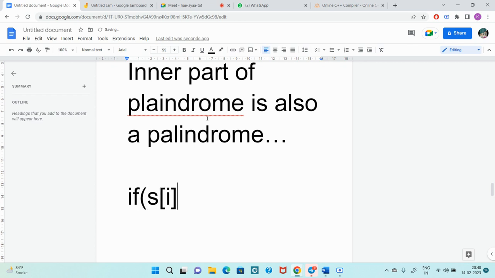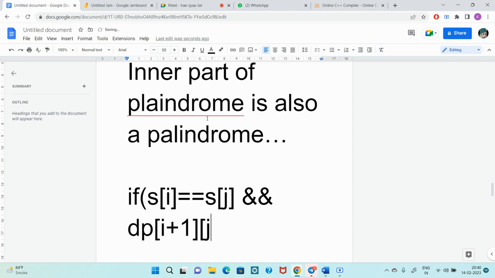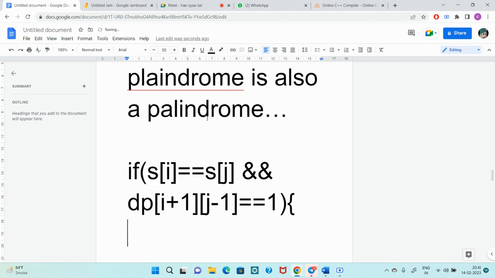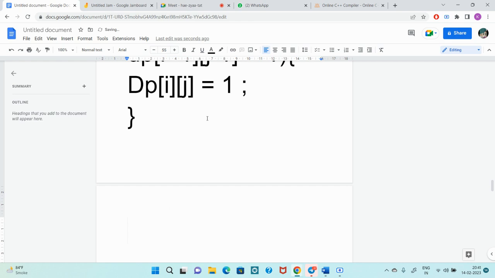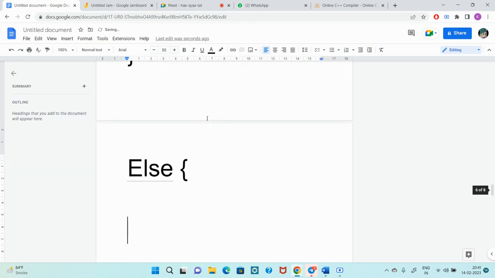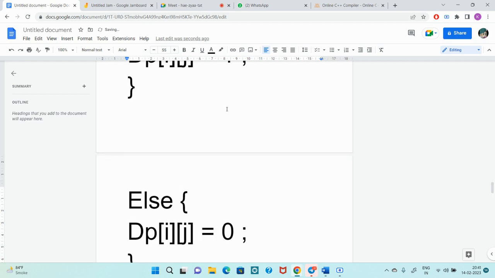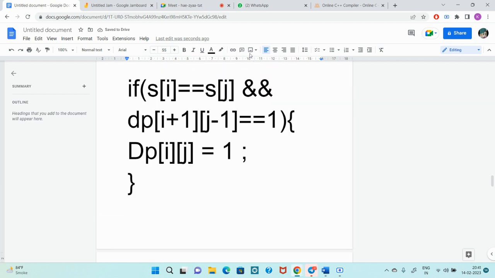If S of i equal to S of j and dp of i plus 1, one index ahead from the start and one index back from the end, j minus 1, is equal to true, which is 1, then you can say that dp of i j is also 1, else dp of i j equal to 0. Guys, is this much clear? Please start writing yes in the chat.